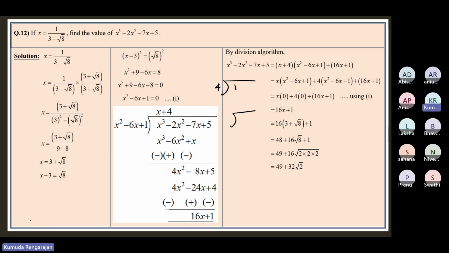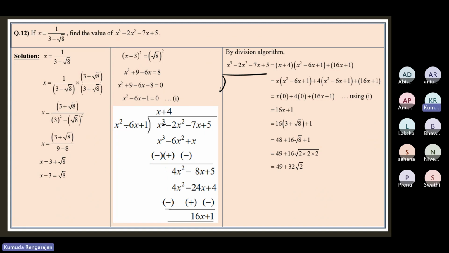I'll take a different number. Like if you have 17 by 33, you can take 33 inside and 17 outside, or you can take 17 inside and 33 outside. You can divide both the ways. You can do 17 by 33 or 33 by 17. But in algebra, the dividend has to be greater in value than the divisor, which means the degree should be more for the dividend than the divisor.